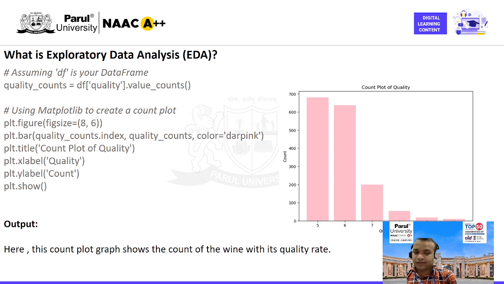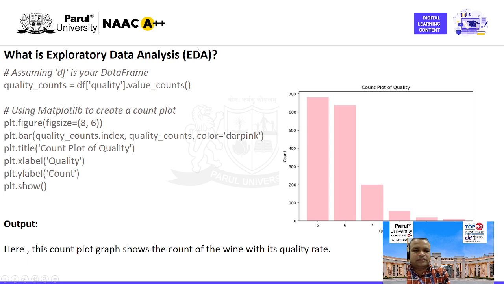X label means the x coordinate. You want to give some labels here, so that is quality, as well as for the y, that is count. After that, if you want to show that chart, you can use the show function here. So plt.show output will be represented here. You can show this count plot graph, the count of wine with its quality rate.